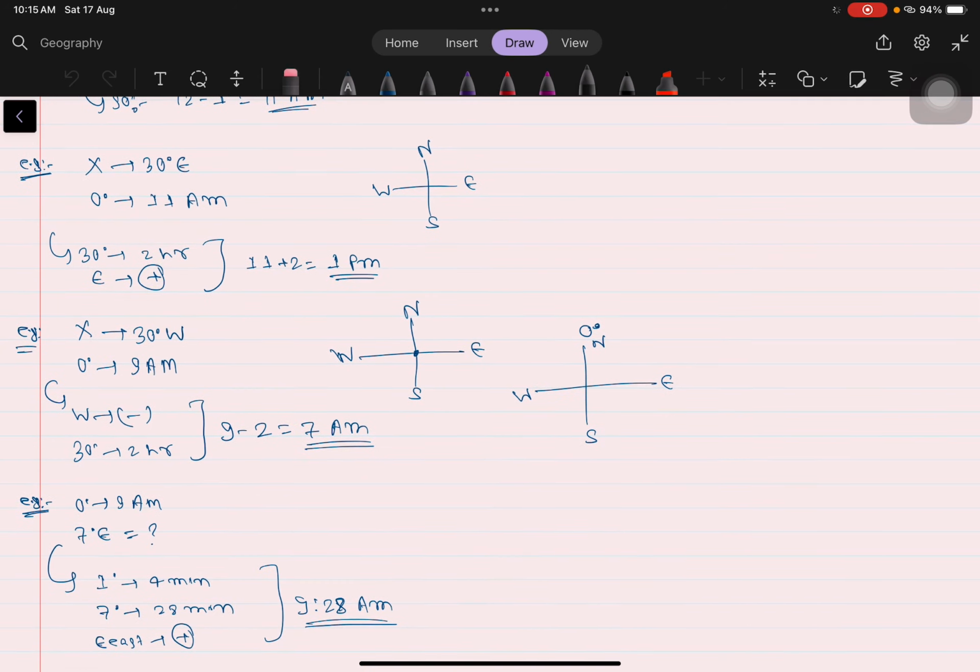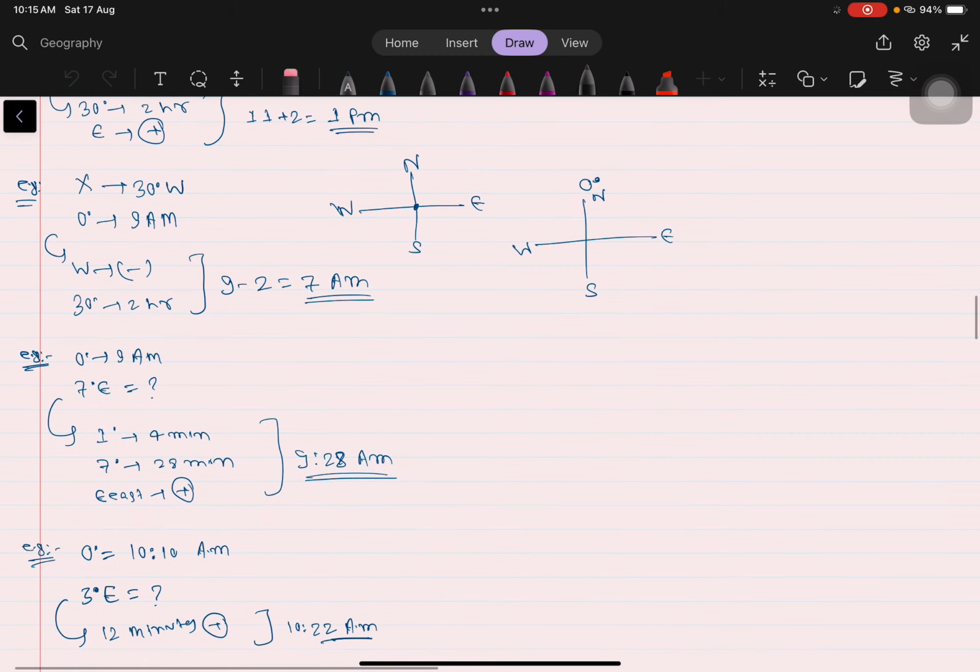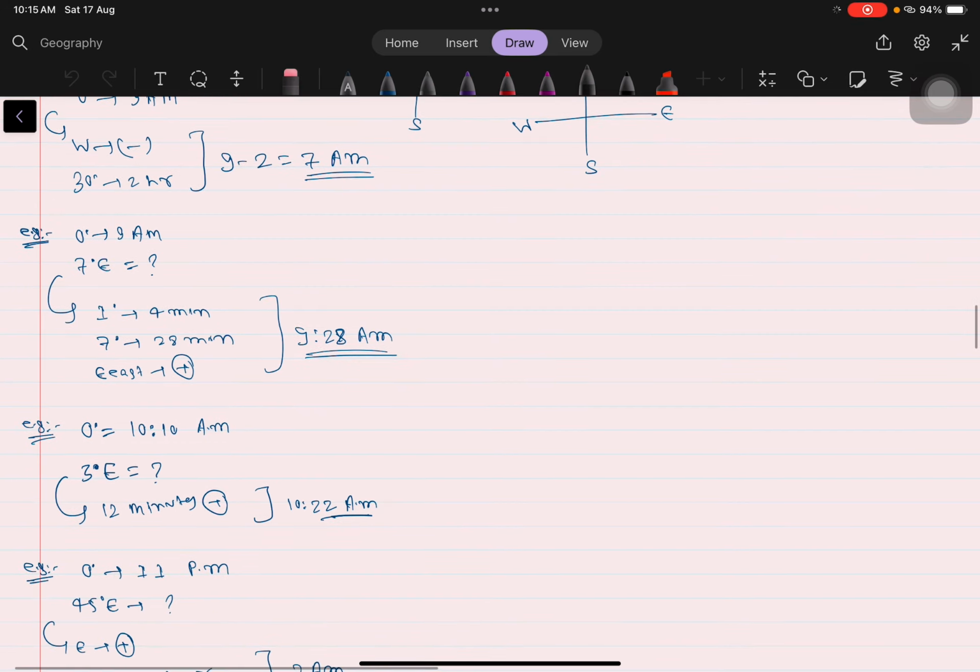Now coming to the third example, x is at 30 degree west, and at the prime meridian the time is 9 a.m. Since we have to move in the left direction, we subtract 2 hours, so the time there will be 7 a.m. Now the next example: at the prime meridian the time is 9 a.m. Now at 7 degree east, that is, we have to move in the right direction. Since one longitude takes 4 minutes, 7 longitudes will take 28 minutes. So at that location the time will be 9:28 a.m.